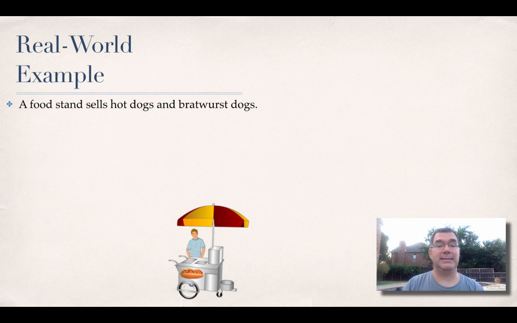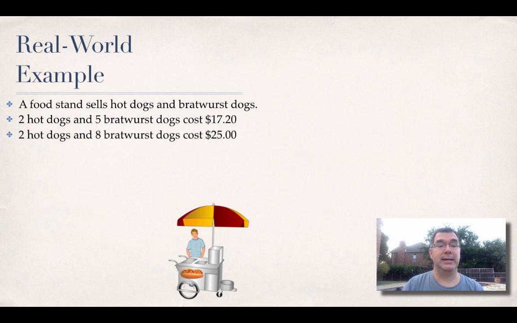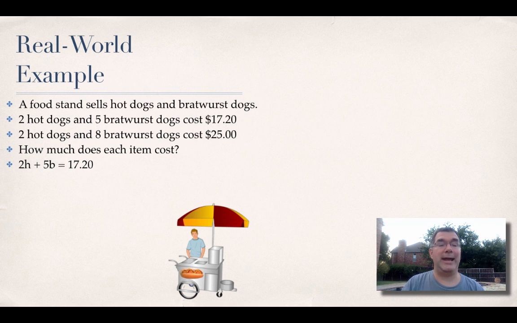I have a food stand that sells hot dogs and bratwurst dogs. And I know that if I buy 2 hot dogs and 5 bratwurst dogs, that costs $17.20. If I buy 2 hot dogs and 8 bratwurst dogs, that costs $25 exactly. So I just want to know how much each item costs. So I'm going to let H represent the cost of a hot dog and B represent the cost of a bratwurst dog. And so if I have 2 H's, or 2 hot dogs, and 5 B's, 5 bratwurst dogs, that's $17.20. And if I have 2 hot dogs and 8 bratwurst dogs, that's $25 exactly.